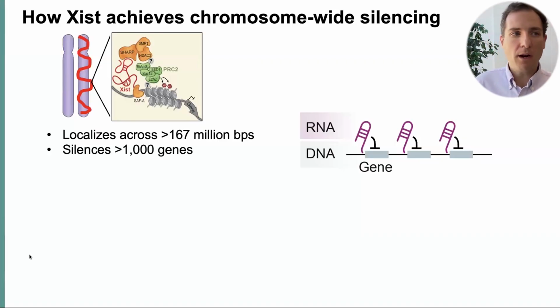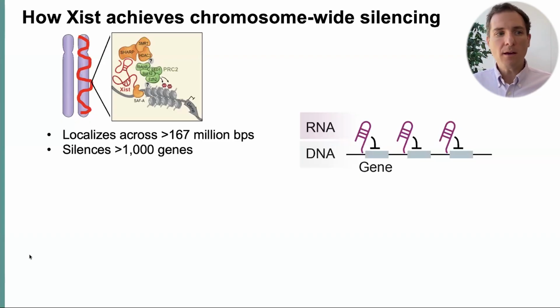Okay, so the first example I want to talk about is spatial amplification, focusing on an RNA called Xist and a process called X chromosome inactivation. This Xist RNA is well known to silence chromosome-wide expression across one of the two X chromosomes in female mammals. It does so by localizing across the entire X chromosome, which is in the mouse a little over 167 million base pairs, and acts to silence more than 1,000 different genes. It does so by recruitment of this SHARP, SMRT, and HDAC3 complex to each of these sites.